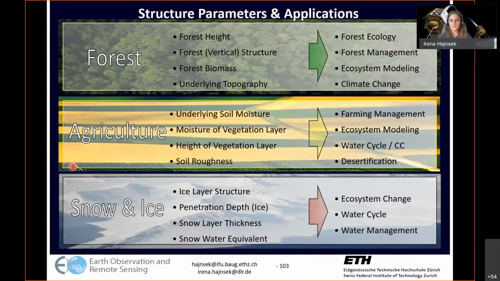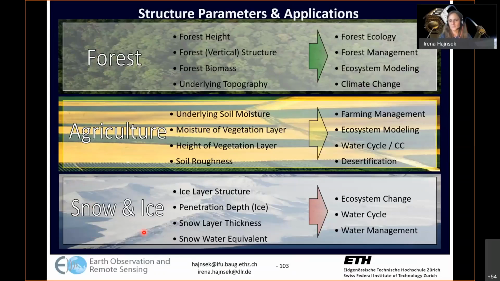So what you see now here are the volume scatterers that we're looking for. One is very dominant, or very prevalent nowadays, which is forest, but we also use agriculture, let me say, volume terms in order to estimate them, as well as snow and ice, which I was already mentioning.